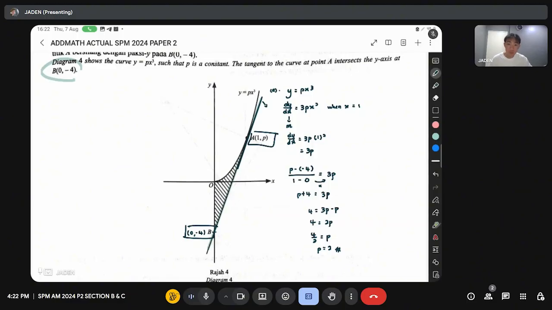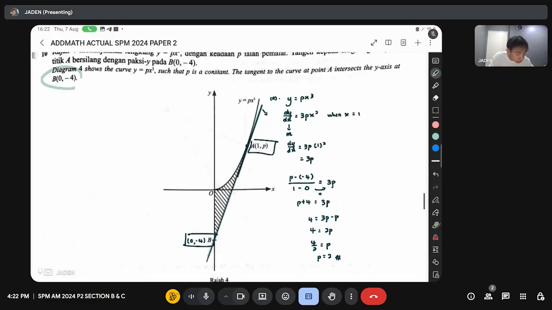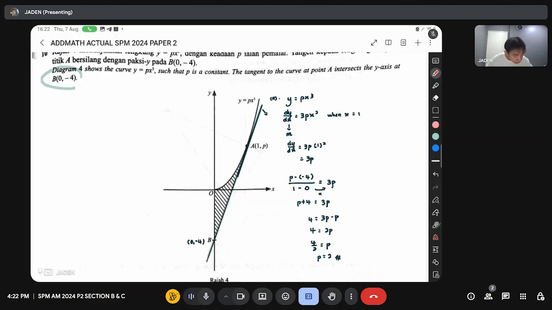Right, and we proceed to B. B says the area of shaded region. Okay, to get your area of shaded region, from what I see here, I realize that, hold on now, this is (0, -4). I will have to break it into two different regions, which is region A and region B. And then I will sketch something like this.